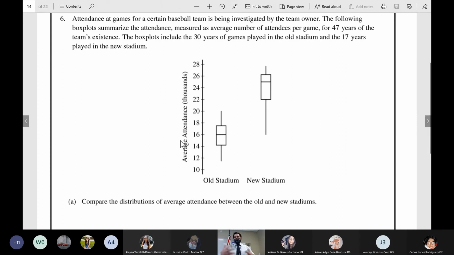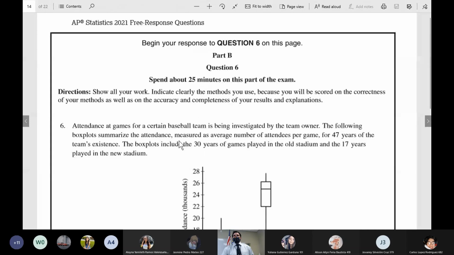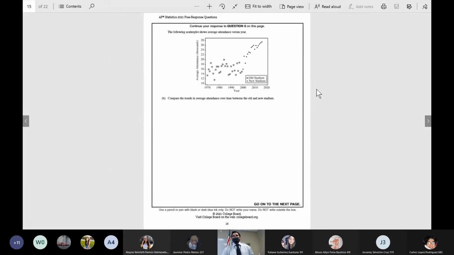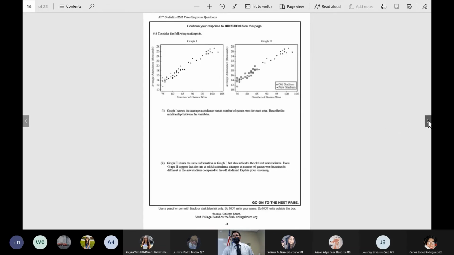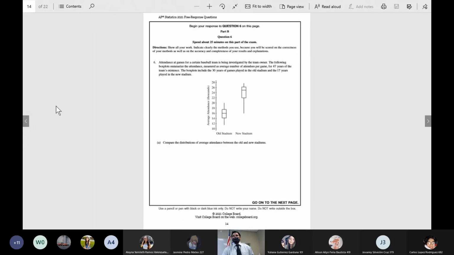Now this one starts with box plots. It then will go to scatter plots, several of them. This is all based on the same context. So we're going to look through this problem.